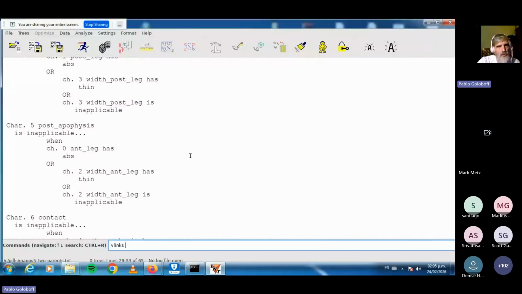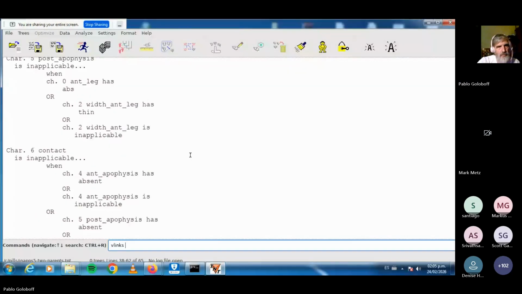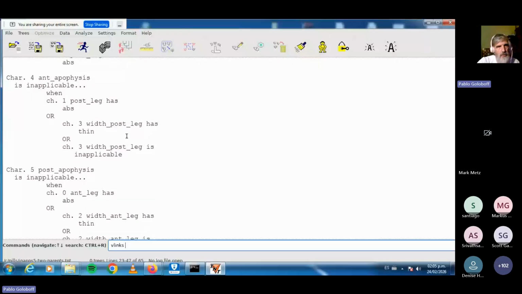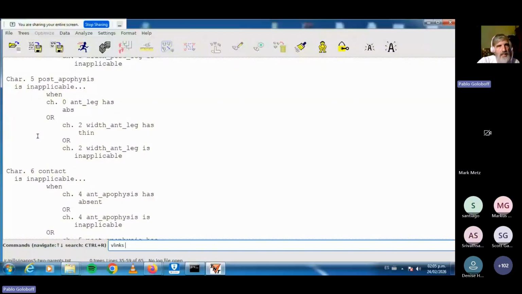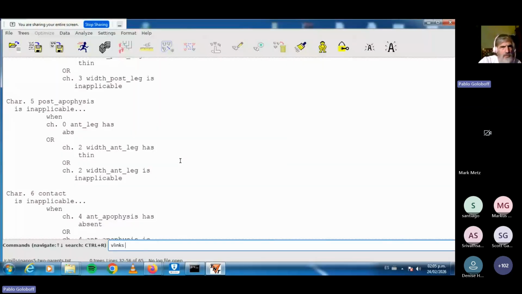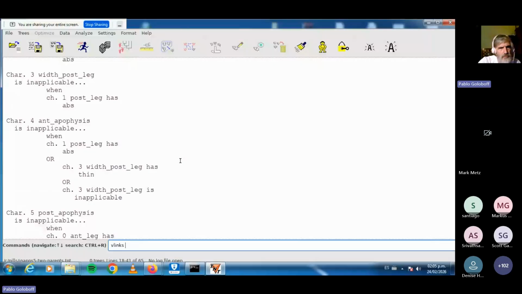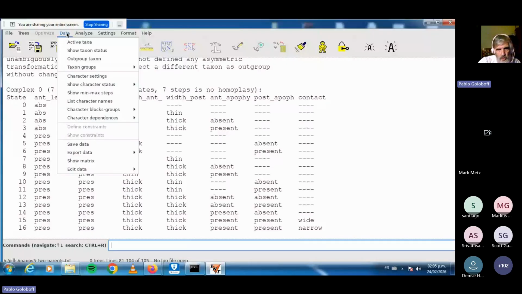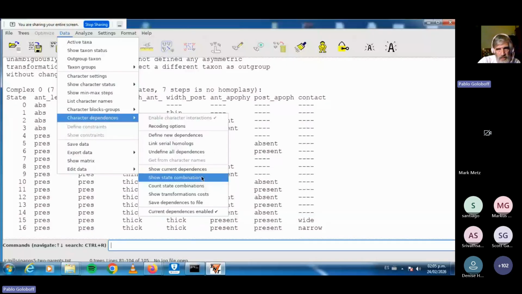Okay, so you can see that character 5 is inapplicable when you have this, and probably there's another entry for character 5. No, sorry, character 5 is inapplicable when anterior legs is absent, or this, I'm not finding it, should be further up. The point is, if you show the combinations, which you can do with data, character dependencies, show state combinations, right? It's the same thing.